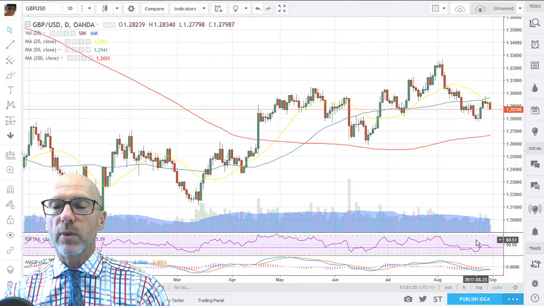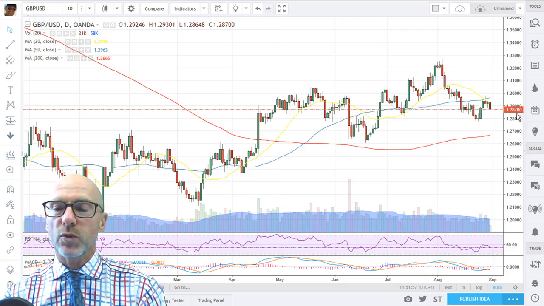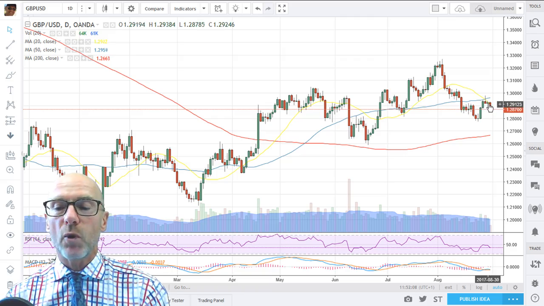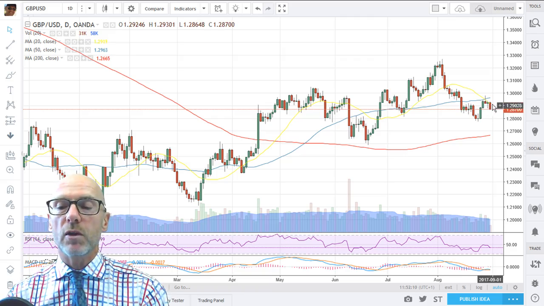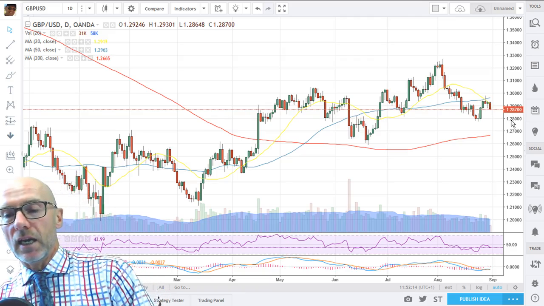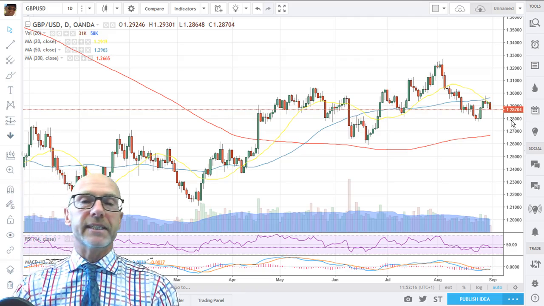Okay, so here we have the daily. As usual, each candle represents 1 day's trade, and you can see that for the last 4 days we've traded up to the 20-day and come back down. So that's the dominant factor on this market at the moment, and is the reason that we're off today, although Theresa May did help as well.